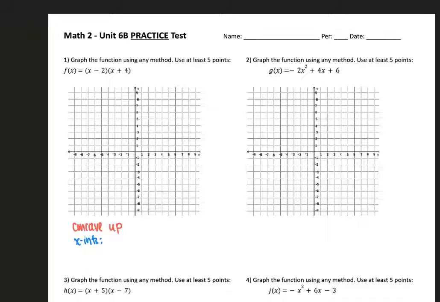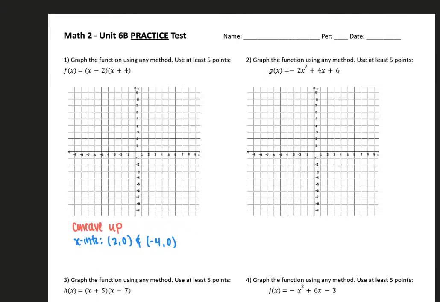So our x-intercepts, we're going to look inside the parentheses, and we basically need to say what would x need to be in order to make this 0. So we know that x would have to equal 2, which means I have an x-intercept at (2, 0). And then looking at the second parentheses, what would x need to be in order to make this parentheses 0, and that would be negative 4. So my other x-intercept is (-4, 0).